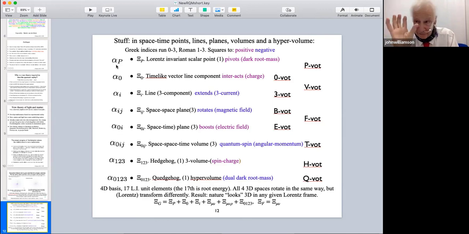P for point, it's a point, not in terms of a mathematical point. A mathematical point I define as something which is as close as you like to not there at all. No, this is a point as opposed to a line or a plane or a volume or a four volume. So it's alpha P for point as opposed to a line.